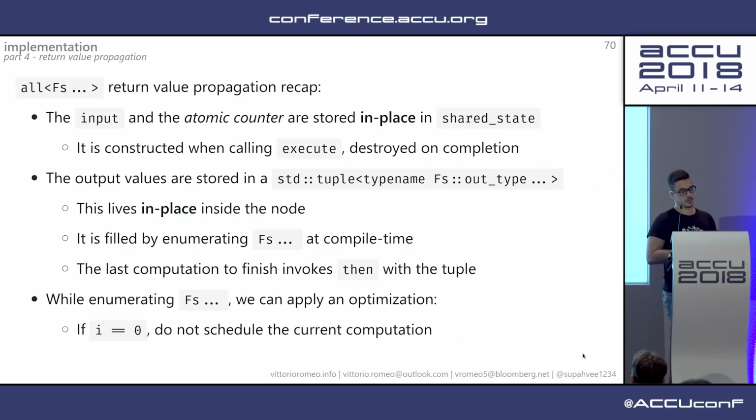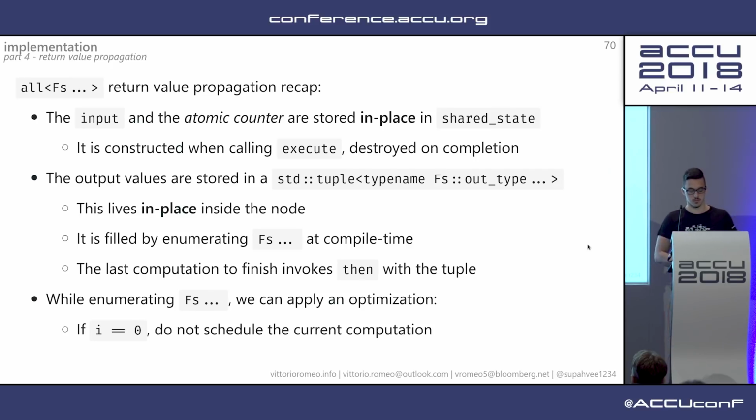So, quick recap. The all node stores both the counter and the input in place inside its shared state, which is constructed when we call execute and destroyed when the last computation is done. So we're using aligned storage here. The output values are stored in a tuple, which again lives in place inside the node, but is not part of the shared state because the children must be able to access it after the last computation is done. And we fill it by enumerating fs at compile time, having an index and a type, and just filling the tuple in. And the last computation to finish will invoke the then continuation of the all node by moving the tuple into it.